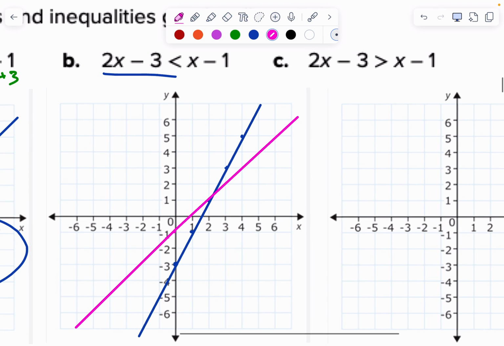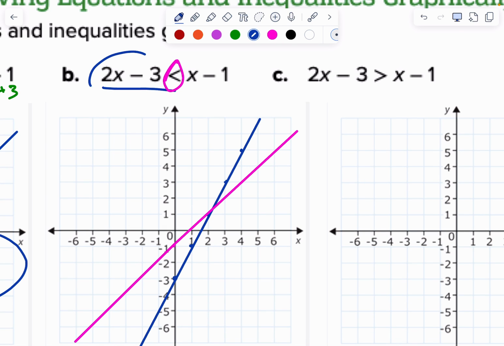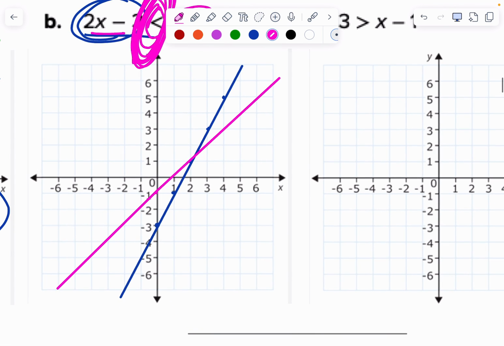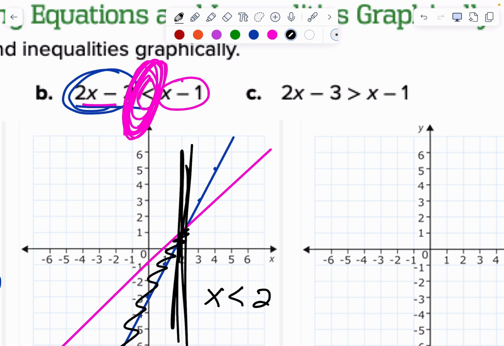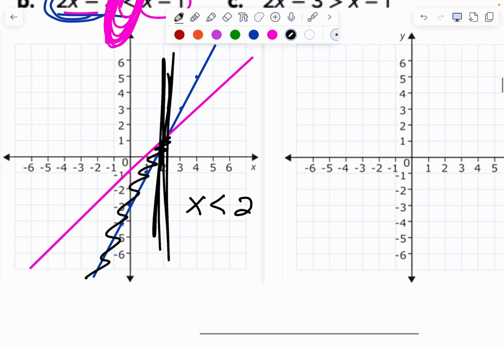Now, here's the deal. Are you ready? Let's talk about this signage right here. The blue one was this one right here. The pink one was this one. I want to know where the blue one is less than the pink one. That's what the symbol says. Where is the blue one less than the pink one? Below. Right here. And that is as long as x is less than 2, right? X at 2 right here. If x is less than 2, that blue is going to be below the pink. You would get that if you solved that thing, right? You would get x is less than 2.